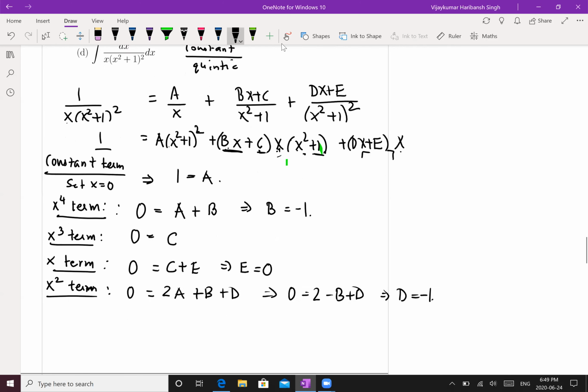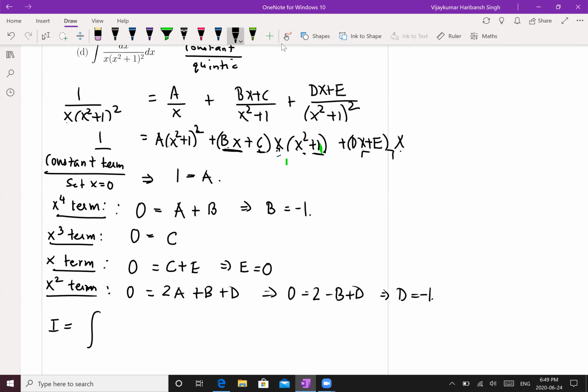So I can write my I as the integral of a over x, so 1 over x, plus b, which is -1, times x over bx plus c. What is my c? My c is 0, so I should write it as minus x over 1 plus dx plus e. What is my d? My d is -1. And what do we have for e? E is 0. So we have x squared plus 1 the whole square dx.